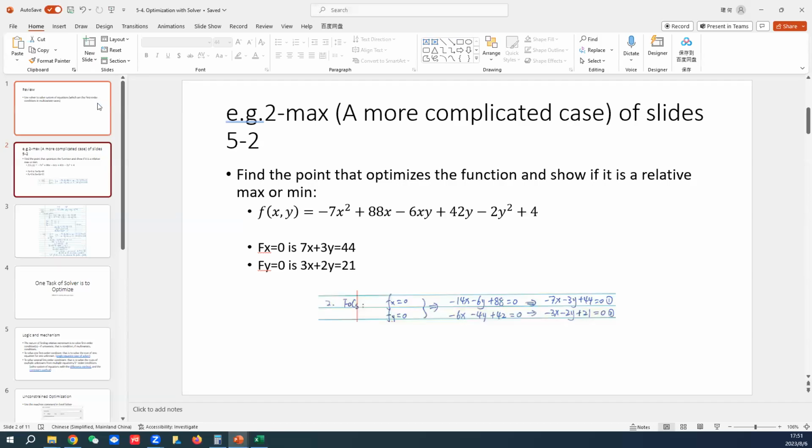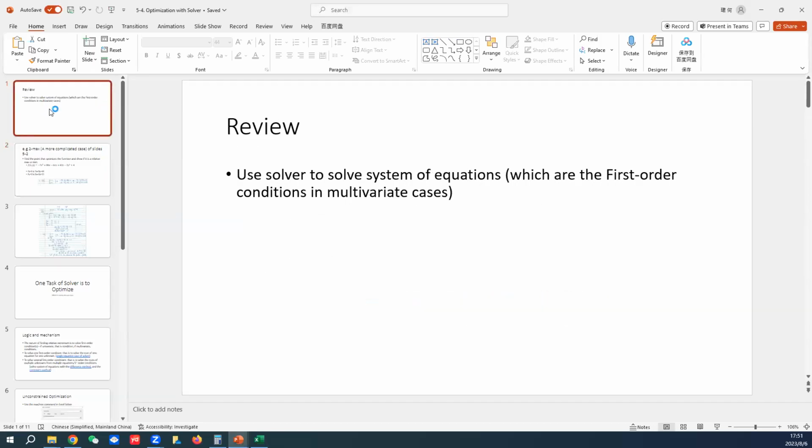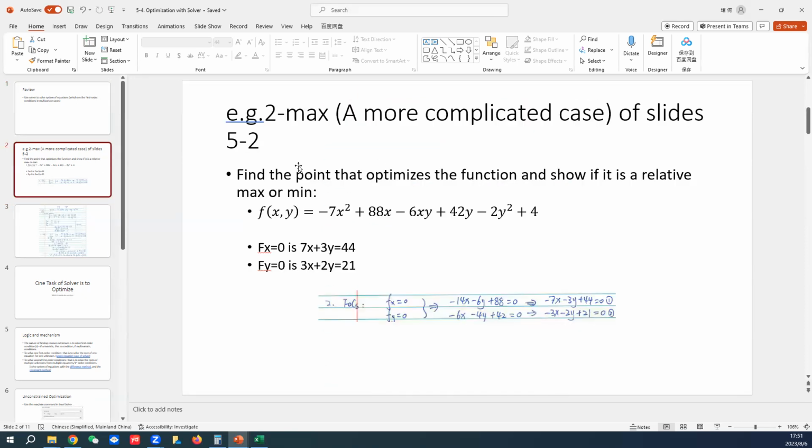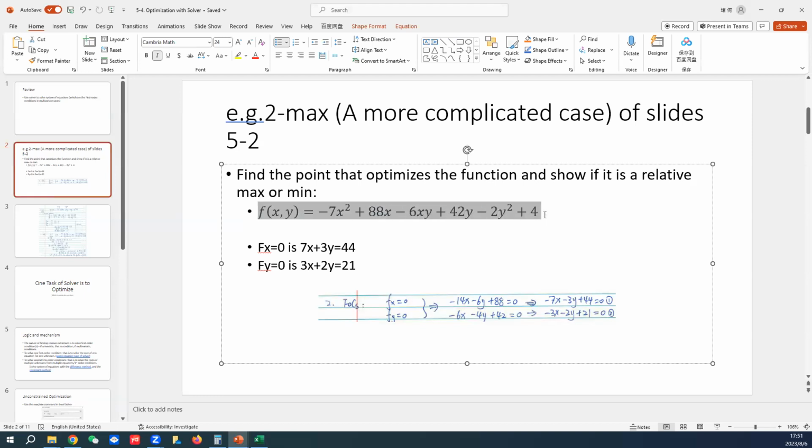In this section, we're going to be talking about the application of Solver in helping you to solve optimization problems. So first, maybe when you were doing an optimization problem, when you saw the first order conditions, for instance, this was one example that we have gone through in slides 5-2.